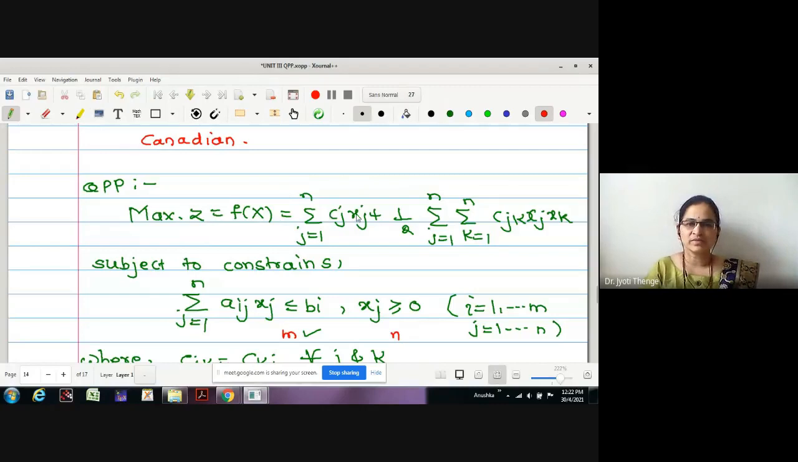How many variables x do we have? You just look at this summation over j, taken from 1 to n. So n is the number of my variables. Vector x is x1 to xn, the original variables, right?